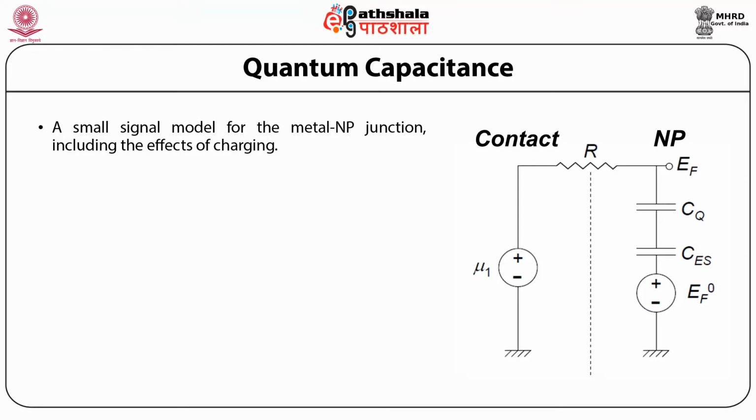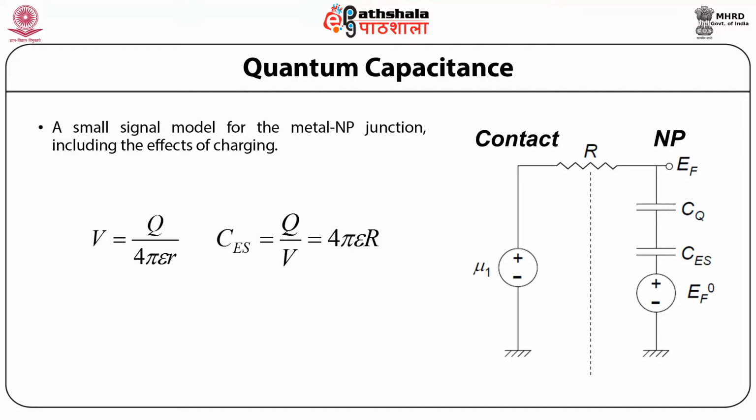To calculate CES, the electrostatic capacitance of spherical nanoparticles of radius capital R, the potential at a point small r from the center of the sphere is V equal to Q by 4 pi epsilon r, where the small r is greater than capital R. Epsilon is the dielectric constant of the nanoparticle, and Q is the net charge on the nanoparticle sphere, and the potential of the sphere is V equal to Q by 4 pi epsilon capital R, and the capacitance can be given by CES equal to Q by V equal to 4 pi epsilon capital R. So hence, in the case of a nanoparticle, capacitance scales with the radius of the nanoparticle.